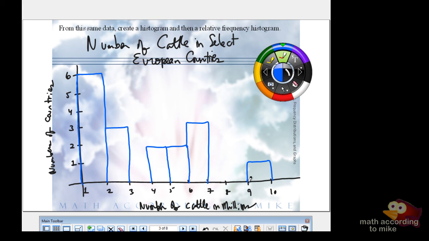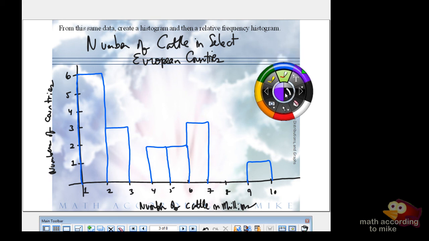Okay. So what we have on the board right here is a frequency histogram or just a histogram. To make a relative frequency histogram, all you do is change the y-axis. So instead of saying number of countries, well, if we had percentages, that'd be one thing. It'd probably be a little bit better with percentages. Percent of countries.